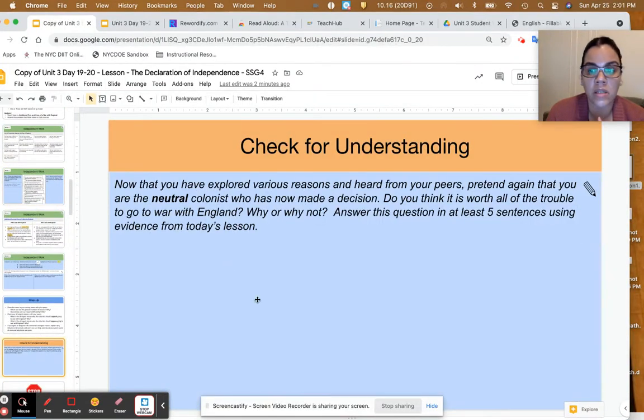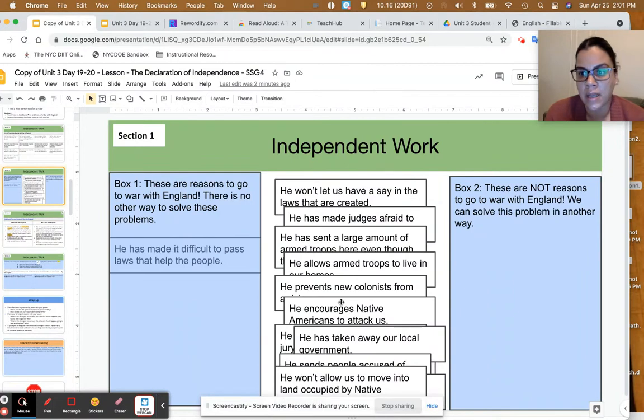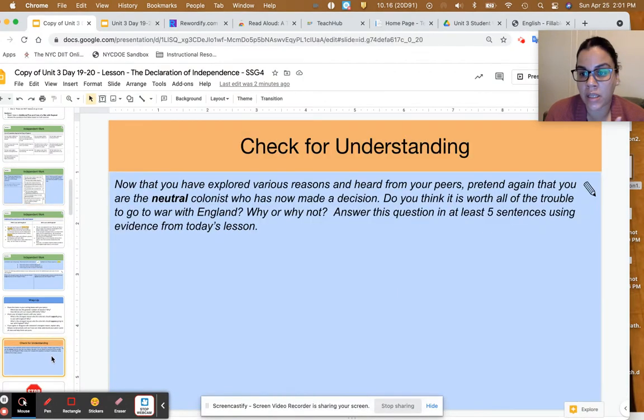Okay, and finally, independently, students should answer if they personally feel that it is worth going to war with England, why or why not. Now, it's important to tell students that if in their group they all decided on one answer, independently, if their answer is a little different from their group's answer, that is okay.